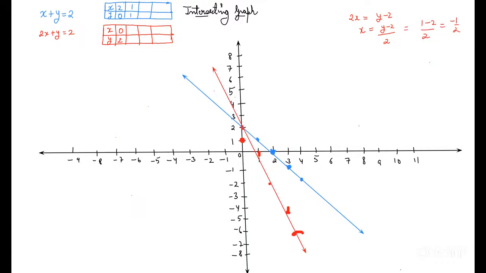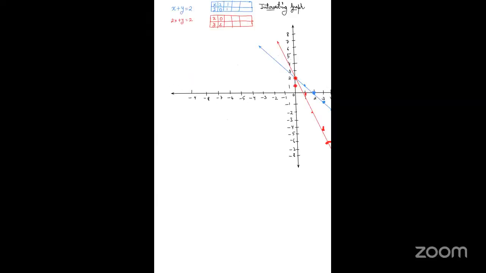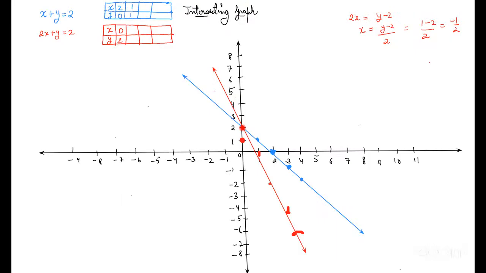Yeah, this is the answer. So you can check that 0, comma 2 is the answer, because you are getting the point. So 0, comma 2 is the answer.